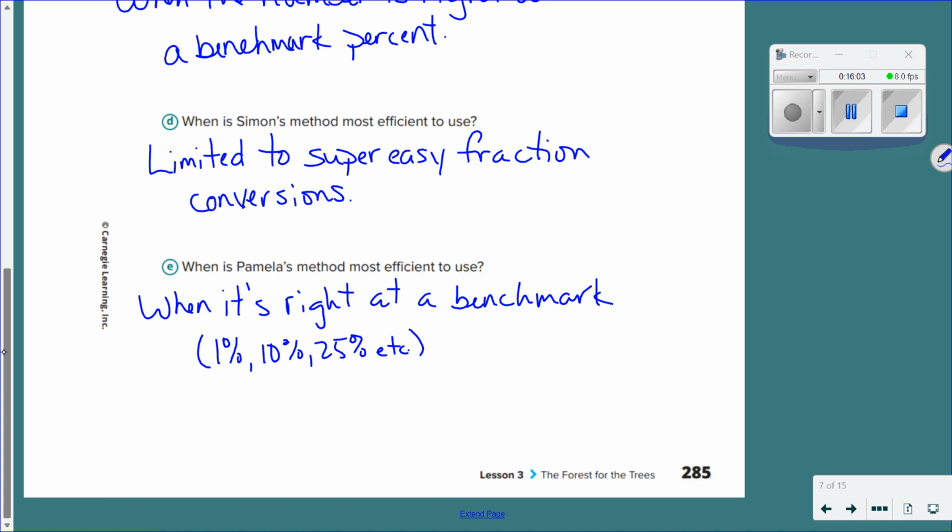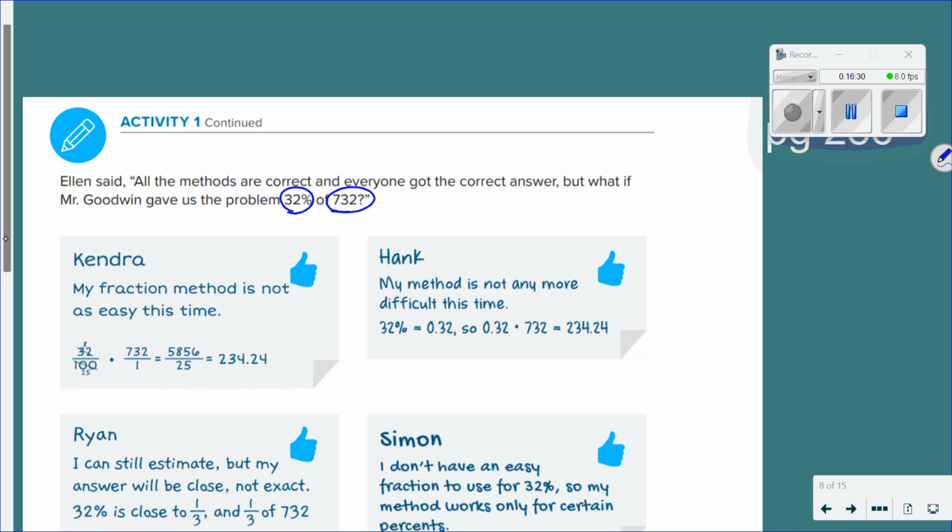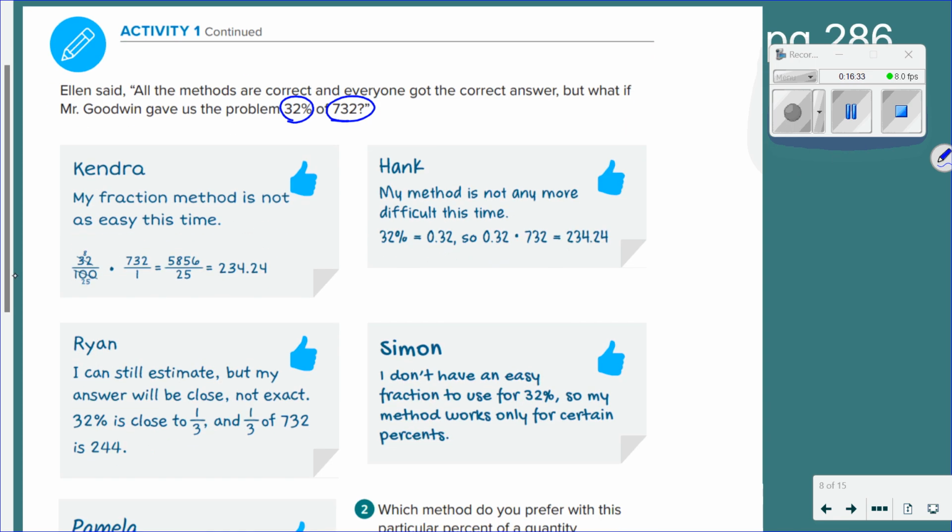I do kind of agree with Ben that Simon's method is nicest if it hits one of those benchmark percents. It's easy to make a fraction. But we're going to be doing a lot of numbers that aren't super easy fractions. For example, Mr. Good now says, well, what's 32% of 732? Now all of a sudden, everything changes because these numbers aren't going to be as easy to work with. Well, let's look through. Each of them is still going to be able to do it.